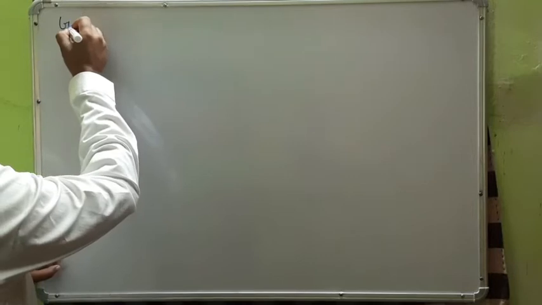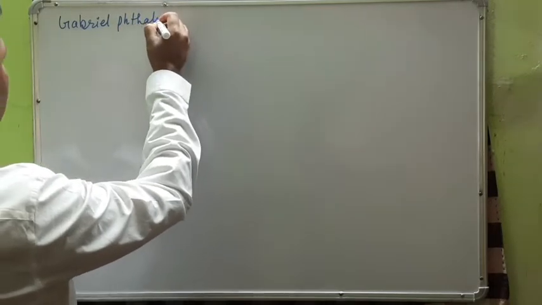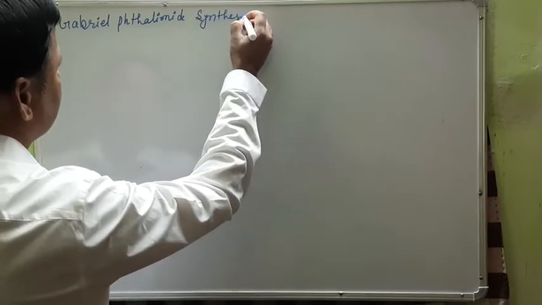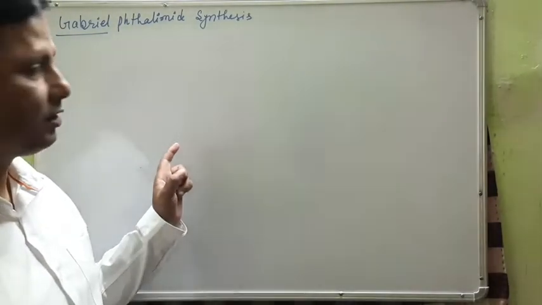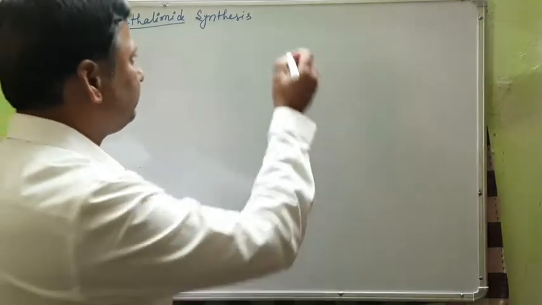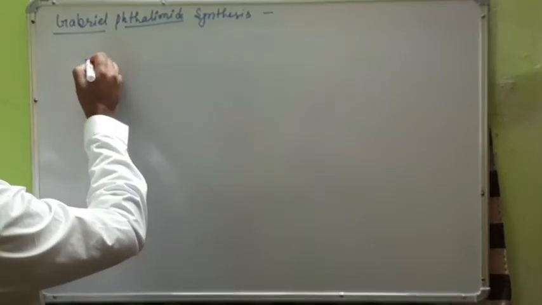Today we will discuss one of the most important name reactions of organic chemistry, and that reaction is Gabriel phthalimide synthesis. Gabriel is the name of the scientist who described this reaction. Phthalimide is the compound from which we can synthesize 1 degree amine. So let us see how we can get this phthalimide.